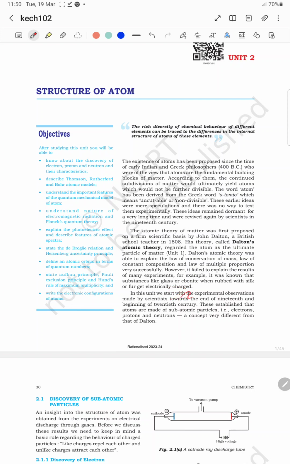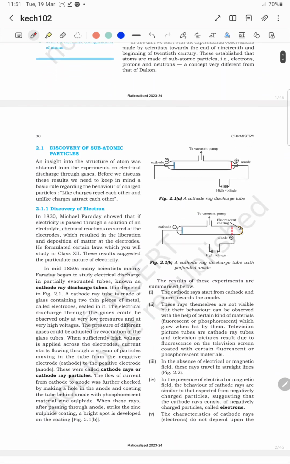In this unit, we start with the experimental observations made by scientists towards the end of the 19th and beginning of the 20th century. These established that the atoms are made up of some atomic particles, electrons, protons and neutrons, a concept very different from that of Dalton.